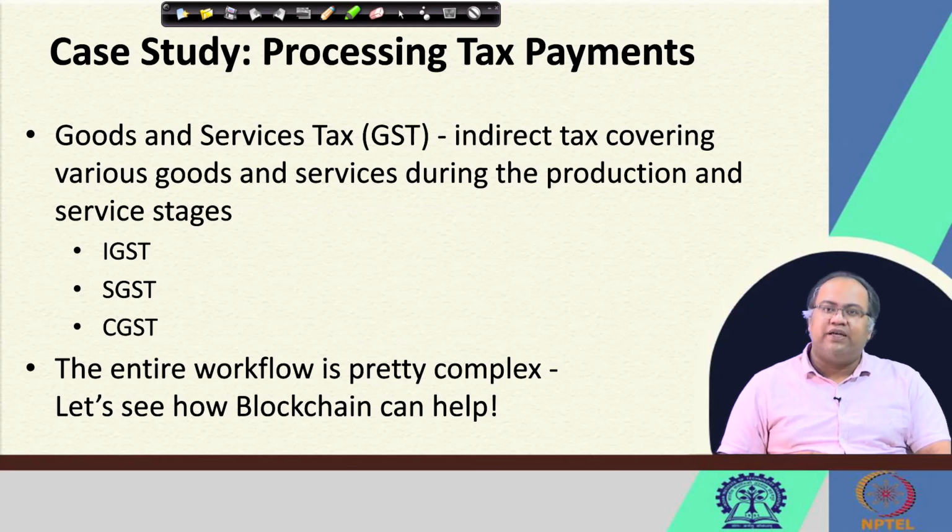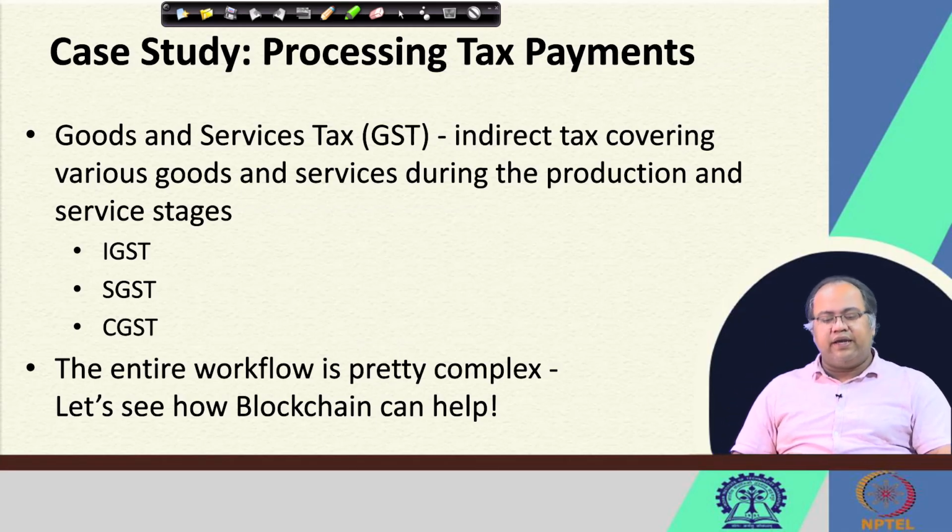Now, apart from this management of public data, there are other case studies for the government, like processing tax payment. The Goods and Services Tax, the GST, is an indirect tax covering various goods and services during the production and service stages. As you all know, GST applies to our common procurement or purchases. Whenever you purchase something, you have to pay the GST. In our country, there are 3 different types of GST: IGST, SGST and CGST. IGST is typically the interstate GST, when goods are transferred from one state to another. SGST is the state part of the GST, and CGST is the central part of the GST that goes to the central government. Now, the entire workflow of the GST is pretty complex.